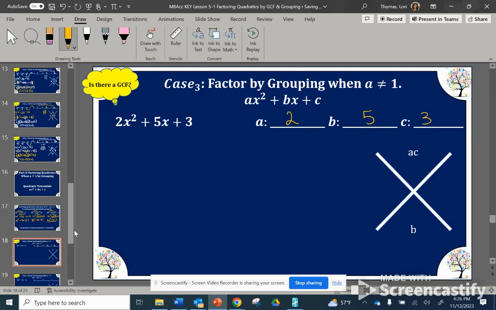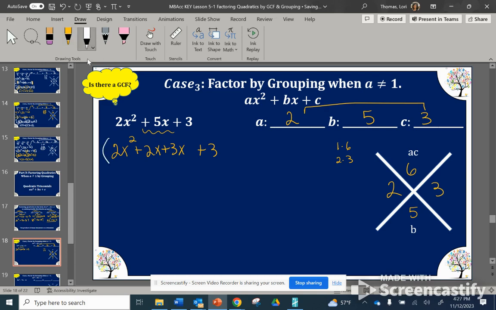We can see that our a value is not 1. So again, when we use our big X graphic organizer, the top value is the product of a times c. It is not just our c value. So 2 times 3 is 6, and our b value is 5. So we have only 2 choices here. We're going to split this middle, so we have 2x squared, bring down our plus 3. We're going to split 5x, and we can see that 2 plus 3 does give us the 5. So we're going to break 5x into 2x plus 3x, or you could have said 3x plus 2x. In the end, it will not matter.